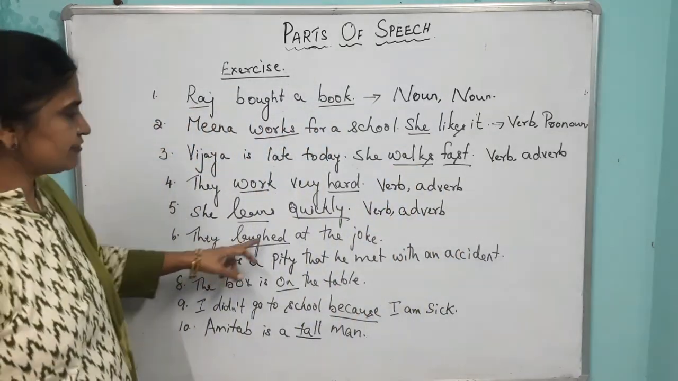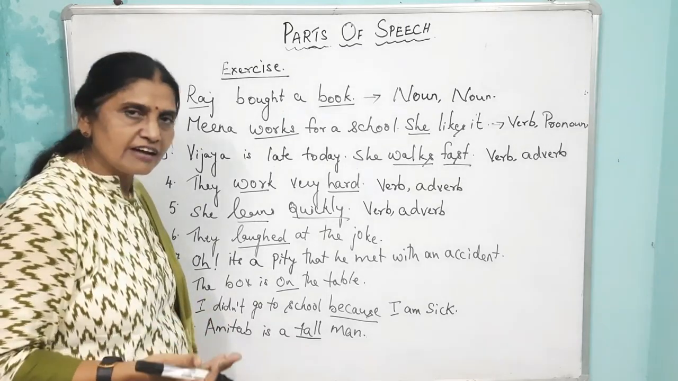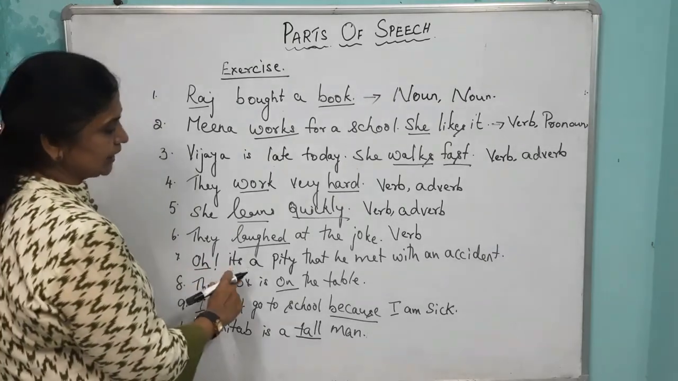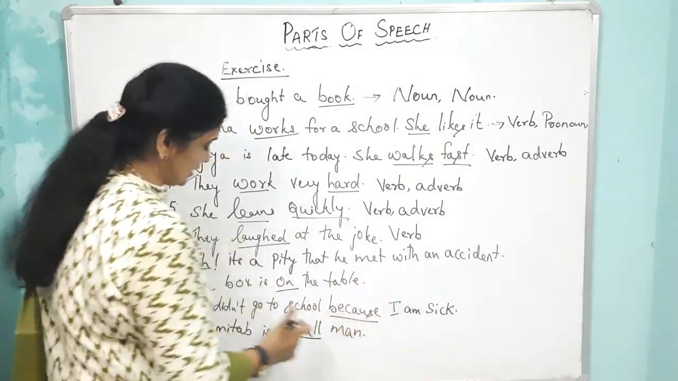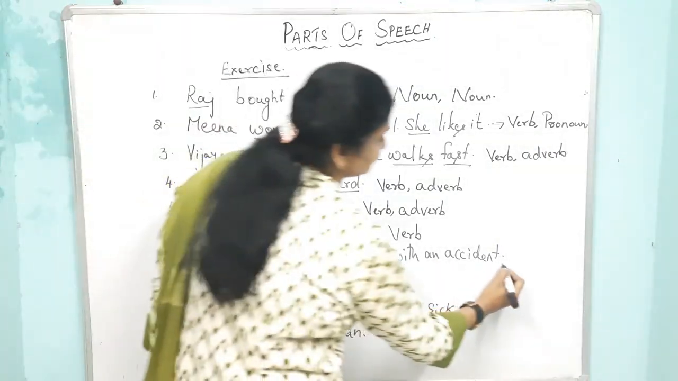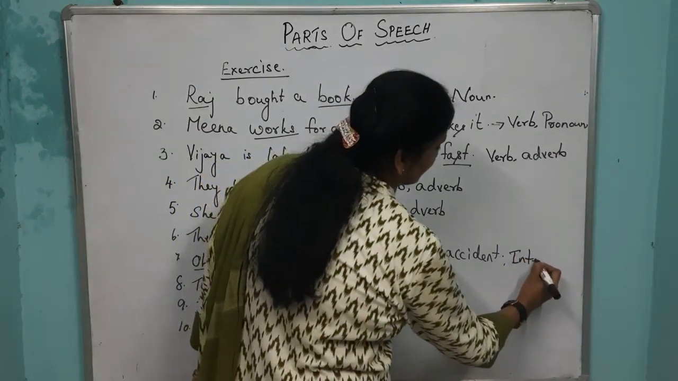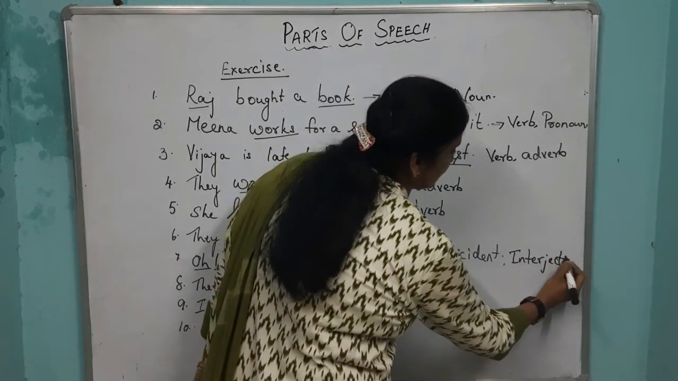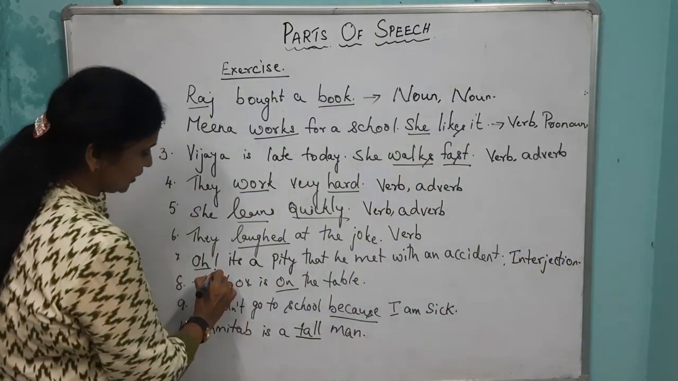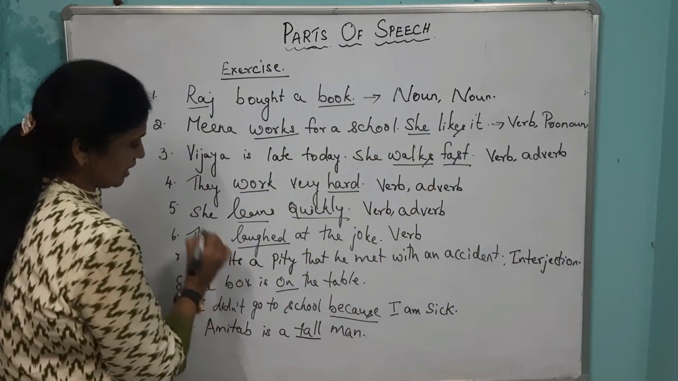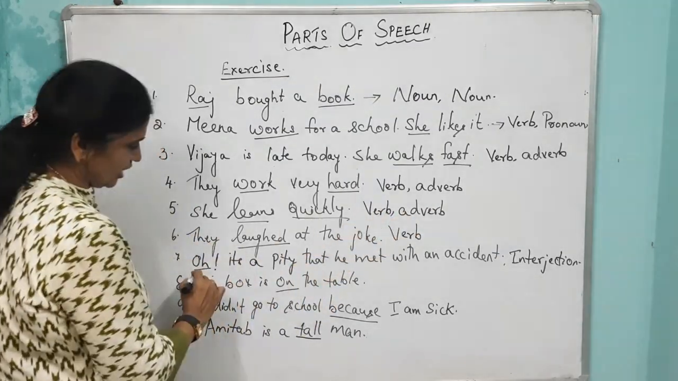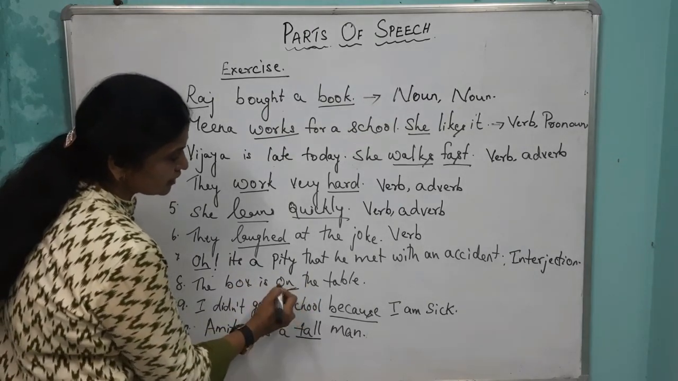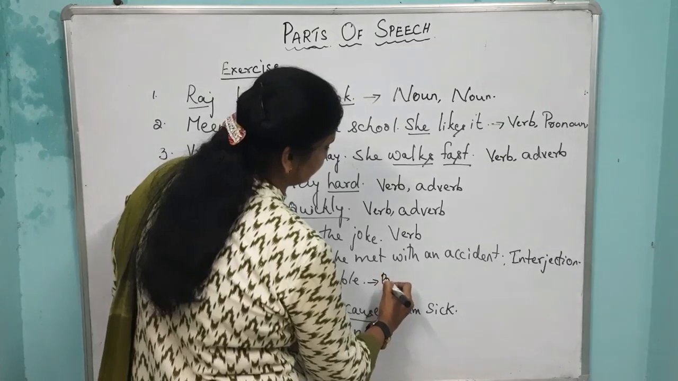Okay. They laughed at the joke. They laughed. What is laughing? Verb. Okay. Oh, it's a pity that he met with an accident. Oh, oh. Here you are expressing your sadness. Okay, interjection. You can identify this interjection by knowing this exclamatory mark. Usually whenever you get an interjection, you have to place an exclamatory mark. Okay, the box is on the table. What is on here? Preposition.